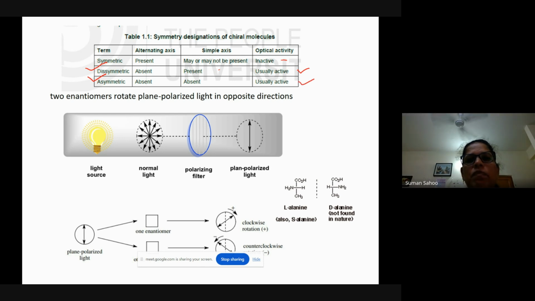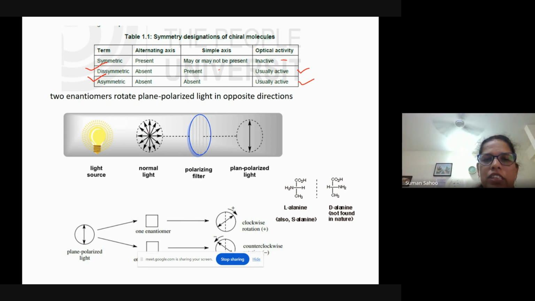So what is optical activity? Optical activity is when a substance rotates plane polarized light. So what is plane polarized light? We all know that normal light consists of electric waves as well as magnetic waves, and they are oriented in every direction. But when we pass it through a plane polarizing filter, that gives you plane polarized light.